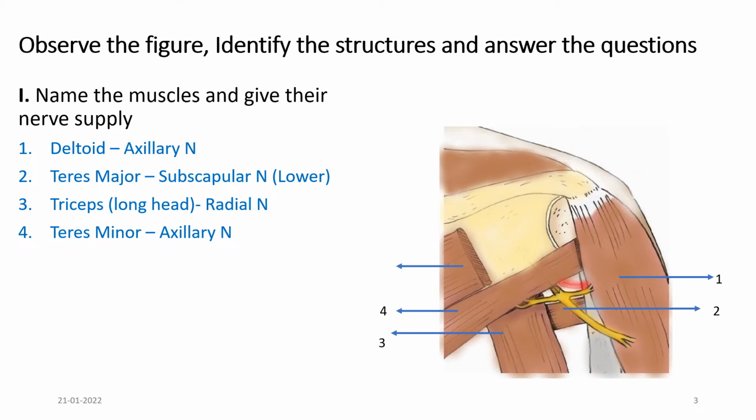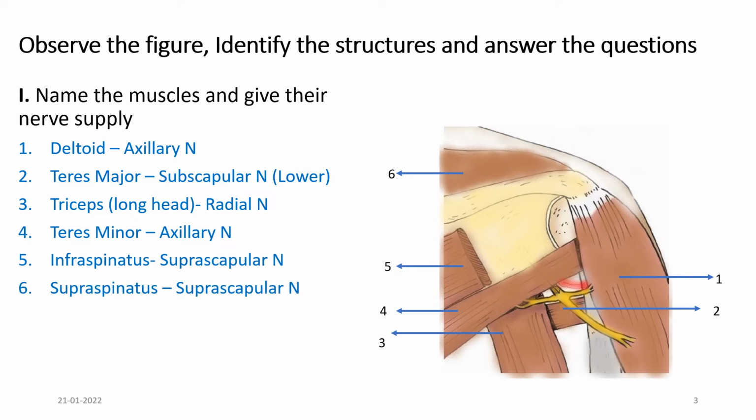Then coming to the fifth one, it's the muscle in the dorsal aspect of scapula. And what is this muscle? It is the infraspinatus muscle supplied by suprascapular nerve. Then coming to the sixth one, it is the supraspinatus muscle supplied by suprascapular nerve. So now you could answer the 6 muscles and their nerve supply.